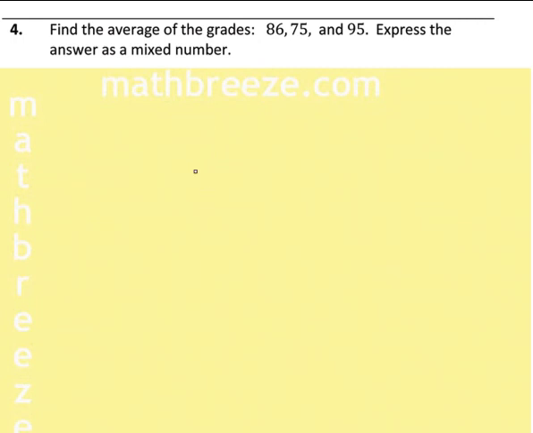Number 4, we want to find the average. So we're going to add and divide by 3. So first let's add. Here we have 11, and 5 is 16. Here we have 9, and 7 is 16, and another 9 is 25. And now we have 3 grades, so we're going to divide by 3.